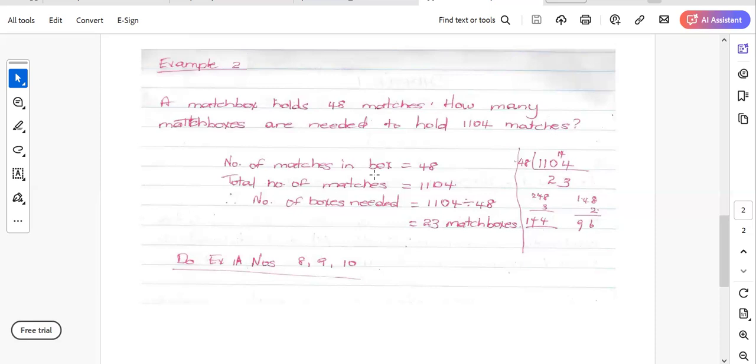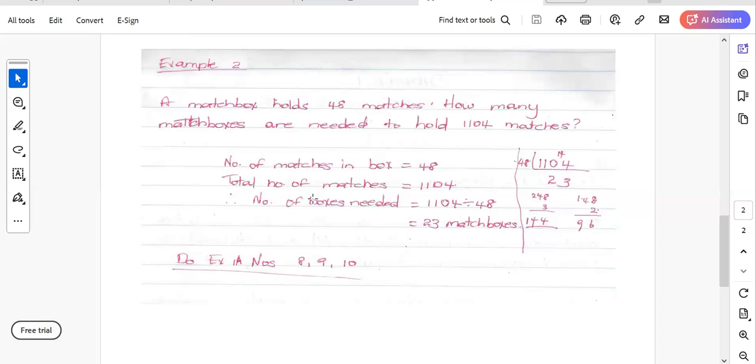One thing I want you to observe as well is that I put statements. Number of matches in the box, that's 48 matches. The total number of matches, 1,104. Now, laying out your information helps you to see it better, to understand where to go next, right? So I laid out my information, and the next thing I want to point out is that my information is neatly laid out, all my equal signs under each other. That might seem like it's not important, but it is. When you do your math very neatly in an orderly fashion, you get to see it better.